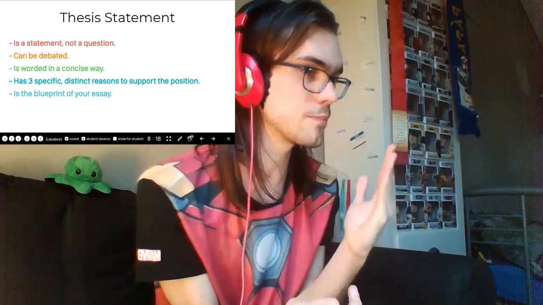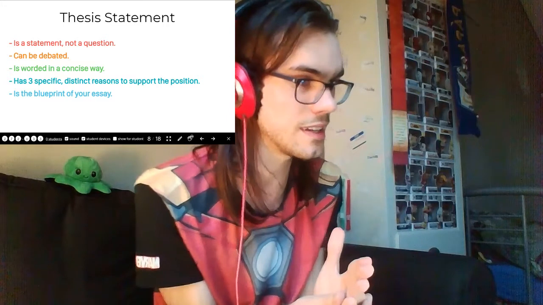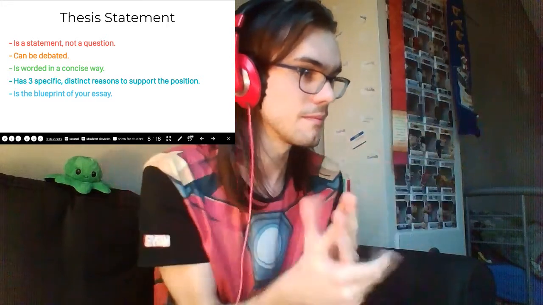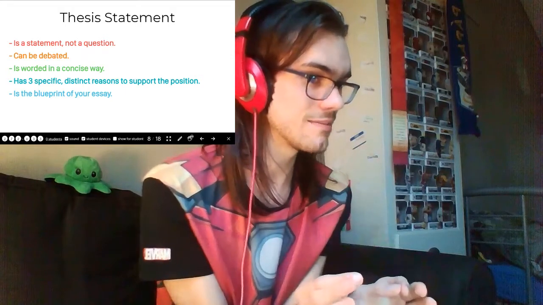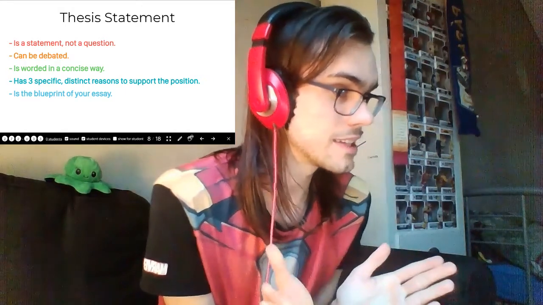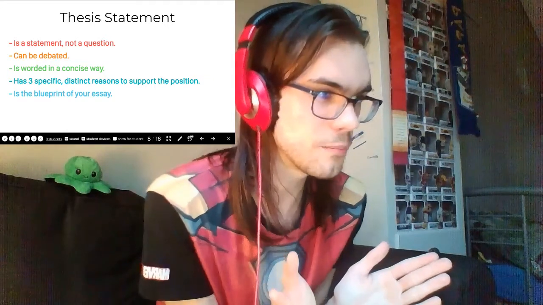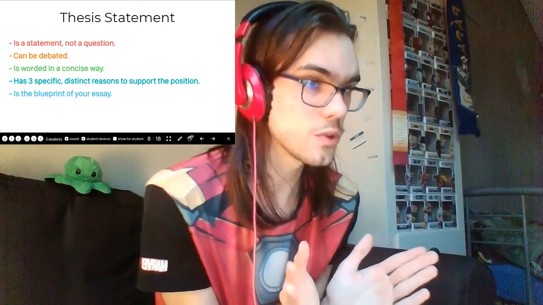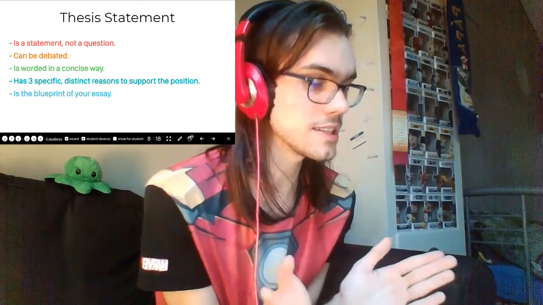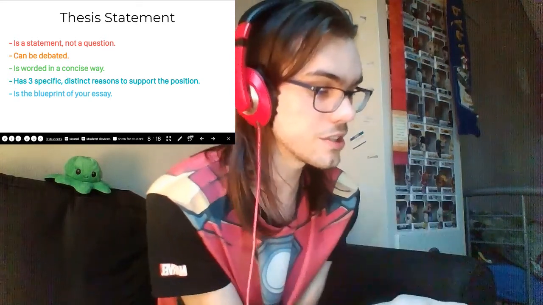Pineapple should be on pizza because it is the perfect combination for sweet and savory. There, thesis statement. It's not a question. It can be debated because some people might say, definitely do not put this on a pizza. It's disgusting. And it is worded in a concise way. So concise, it gives a lot of information, but very clearly and in few words.